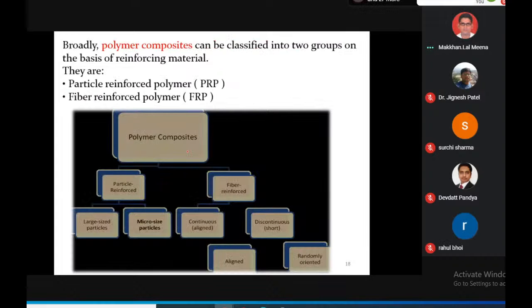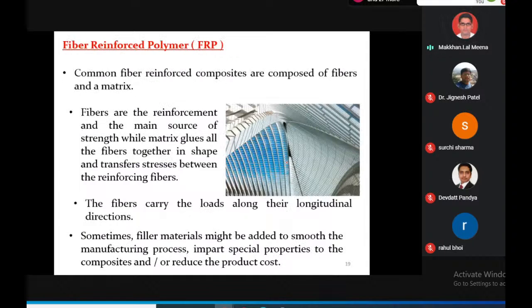So in further classification of polymer composites, the first one is particle reinforced polymer, the second is fiber reinforced polymer. The particle type is further classified into large and micro, and fiber into continuous or discontinuous. So these are the further classifications. Now we discuss the fiber reinforced polymer.